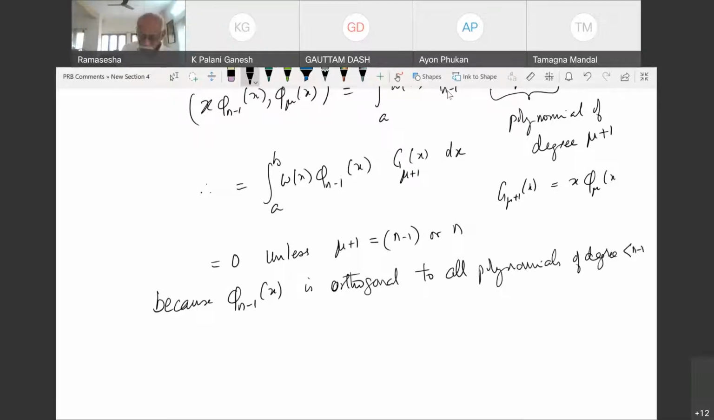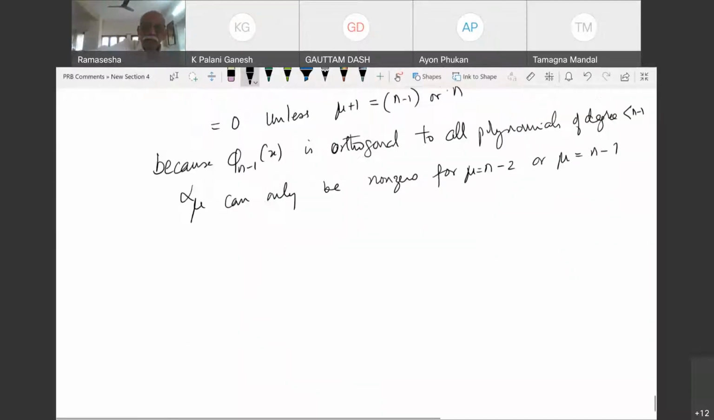So alpha mu can only be non-zero for mu equal to n minus 2 or mu equal to n minus 1. Okay, is this clear?